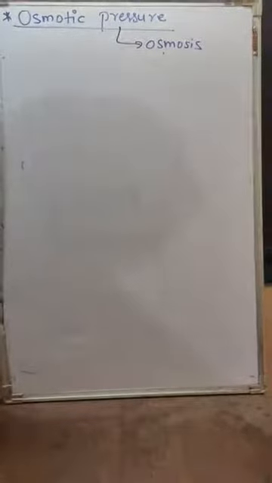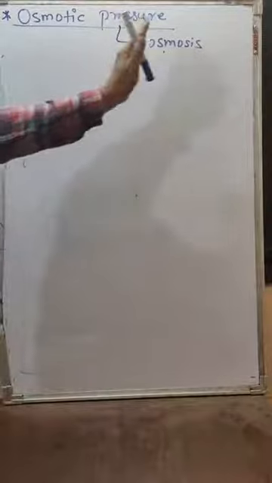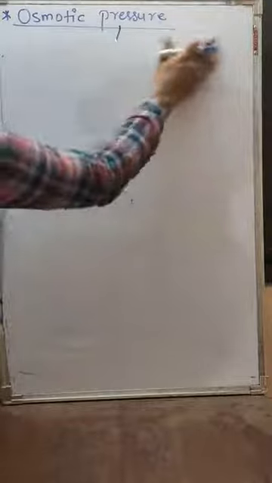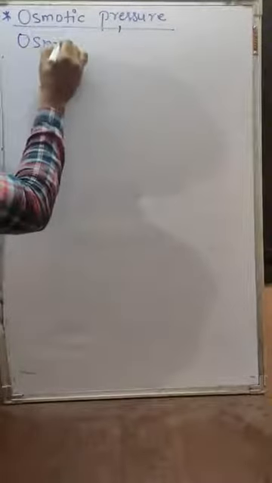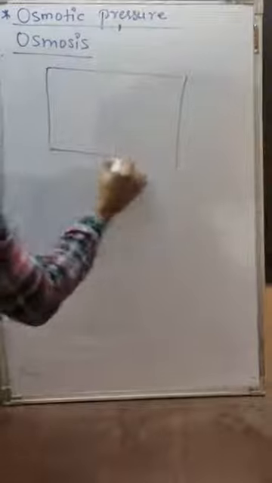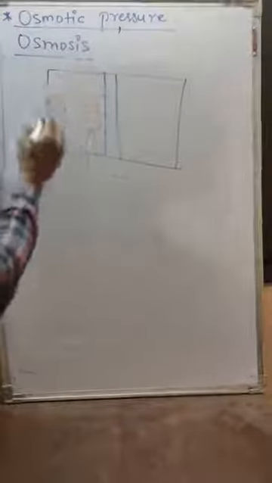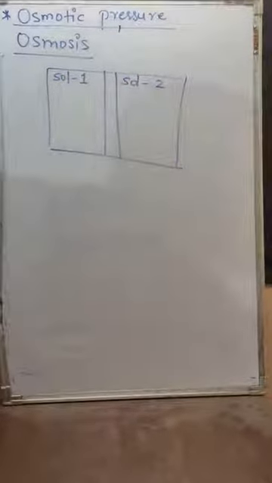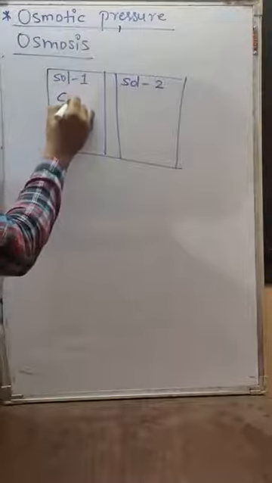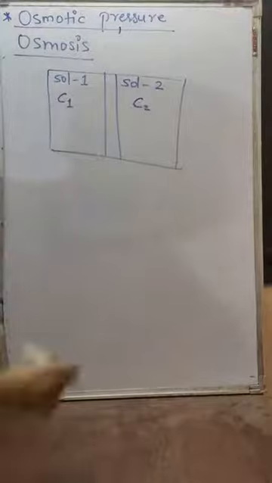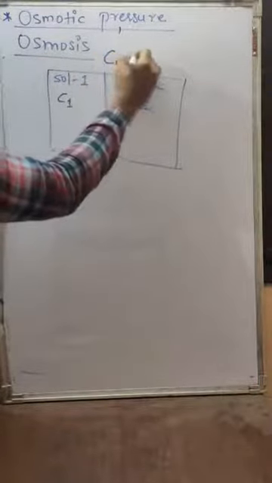Because all are connected, diffusion, we should know diffusion is connected with osmosis, osmosis is connected with the osmotic ratio. Now osmosis. So once again, I have taken a two compartment. One having solution 1 and second having solution 2. Solution 1 having a C1 concentration and solution 2 having a C2 concentration. C1 is greater than C2.